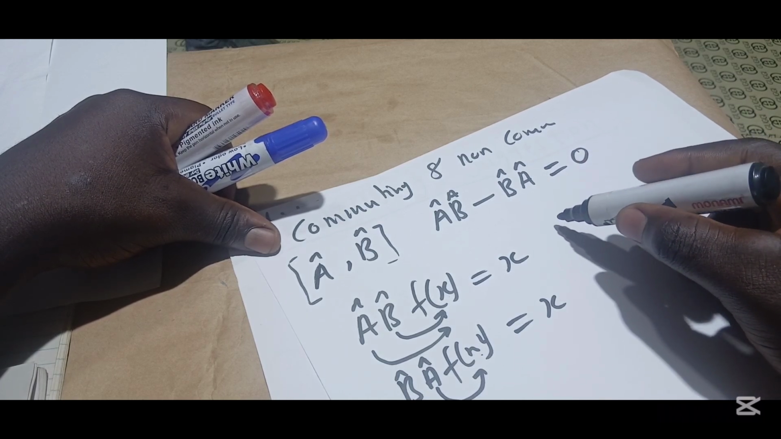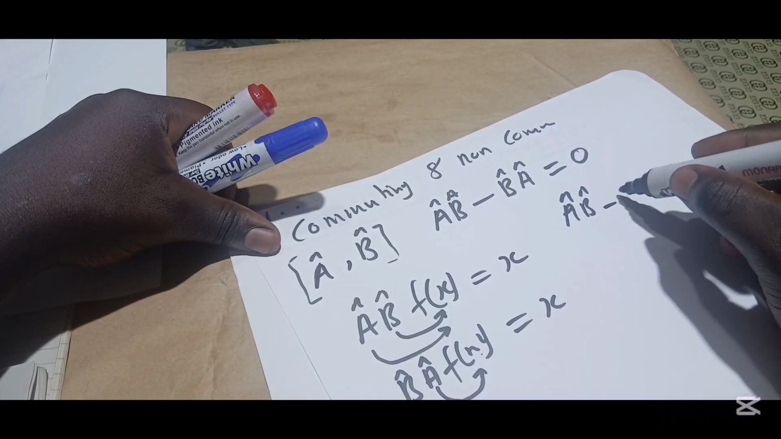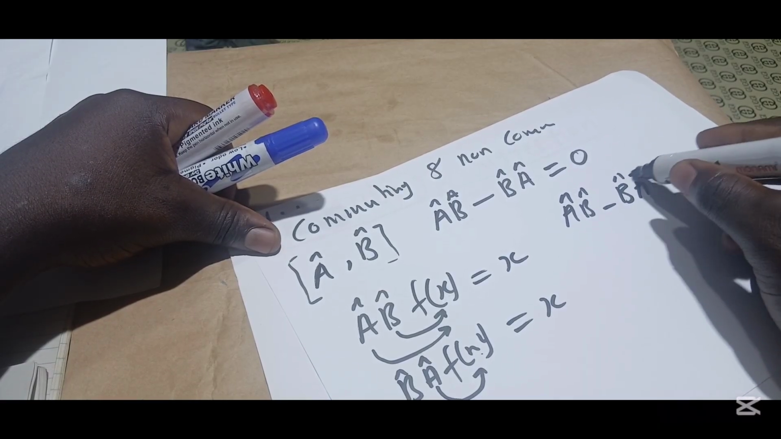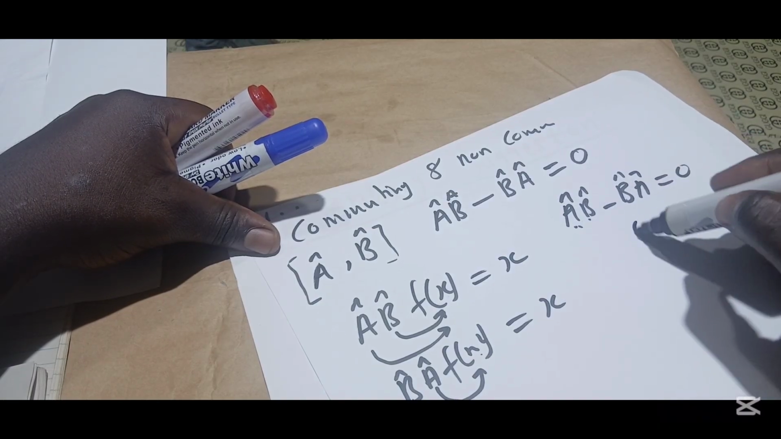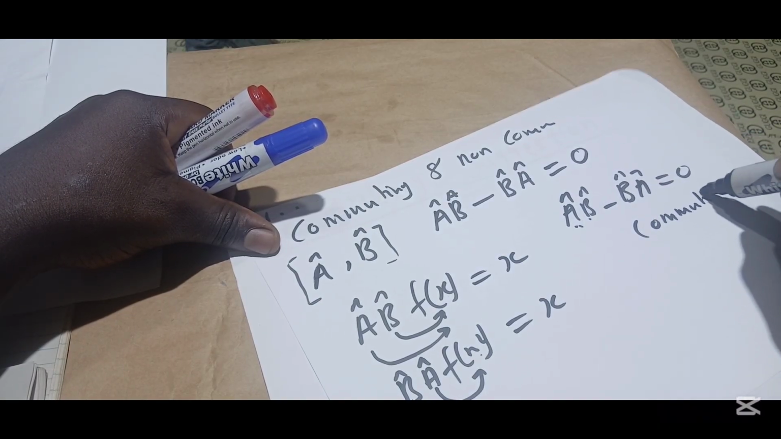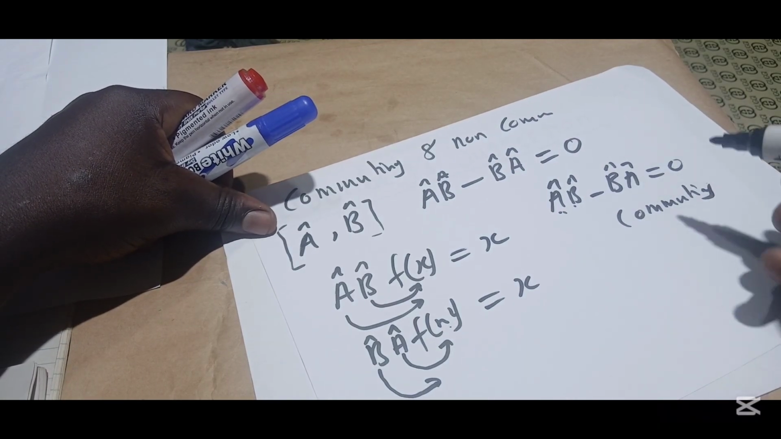That is not to say it must give us 0. But if AB minus BA gives us 0, then these two operators, A and B, are commuting operators. They do commute. And if they do not give us 0, it means the two operators do not commute.